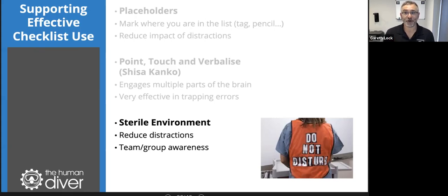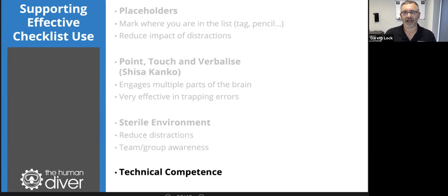Now, if I've got a real problem, yes, wake me up and get me over. But make sure that we create those distraction-free or limited distraction zones so that we limit the likelihood that we end up with a problem. And then the final bit that goes into making checklists work is technical competence in the skills that we're talking about.